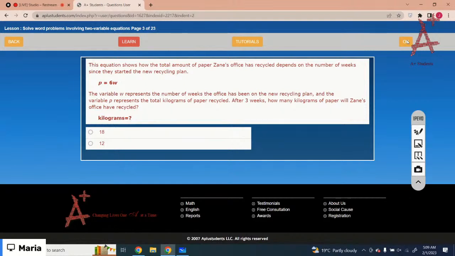So you're given the value of W, that is 3. So just replace the value in the equation. You have to do 6 times 3, and 6 times 3 equals 18. Got it? That means in 3 weeks, they will have recycled 18 kilograms of paper. Got it, everyone? So it is 18. Just select the correct option and click on the OK button.